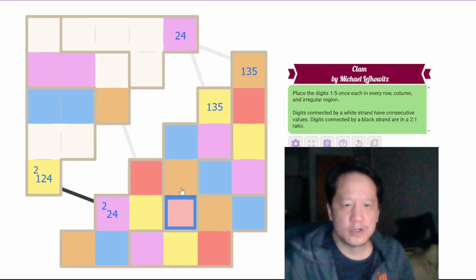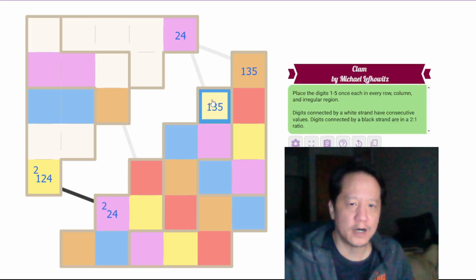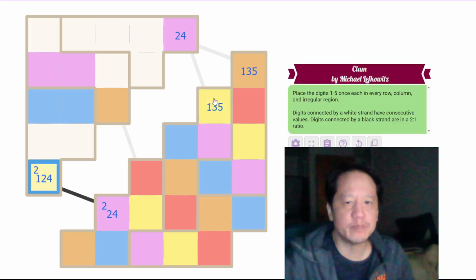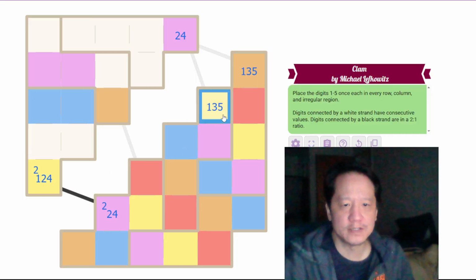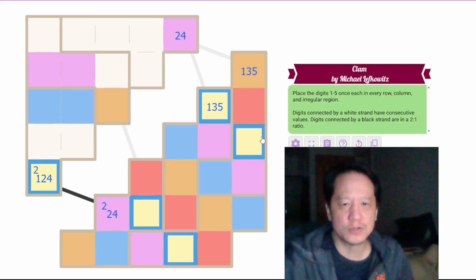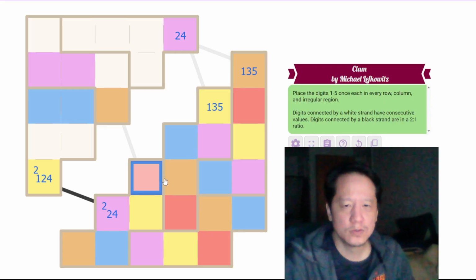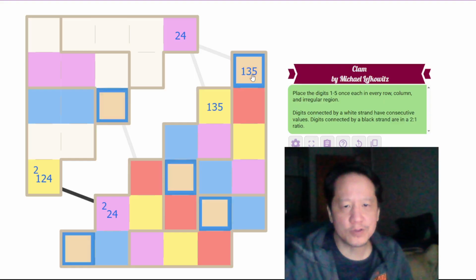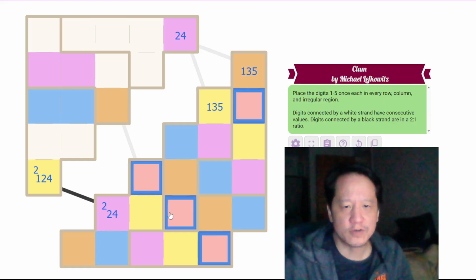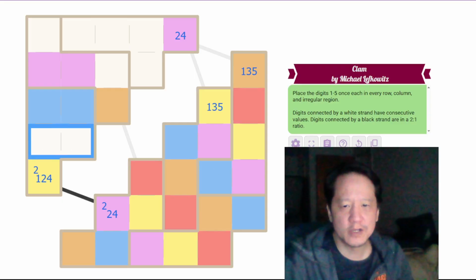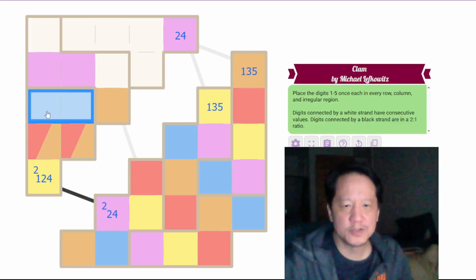So there's all that information. This has to be an odd digit, and it cannot be 2 or 4 then. So it has to be 1. So all the yellows are 1, and all the pinks are 2. Which means all the oranges are 3, and all the reds are 4. So this is red and orange as a pair. This is blue and pink as a pair.